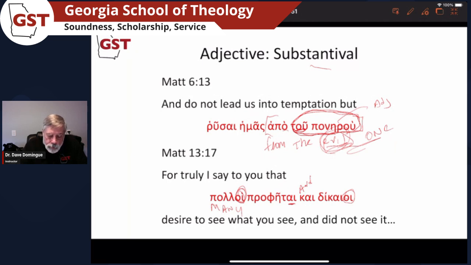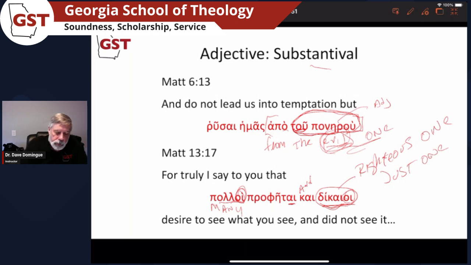So it's going to function. This means just or righteous, but there's nothing for it to modify. So many prophets and righteous ones or just ones desired to see what you see and did not see it. So it's functioning substantively because there's nothing for it to modify. Polloi is an adjective. It's not going to be righteous many. Anyway, we'll get into that later.